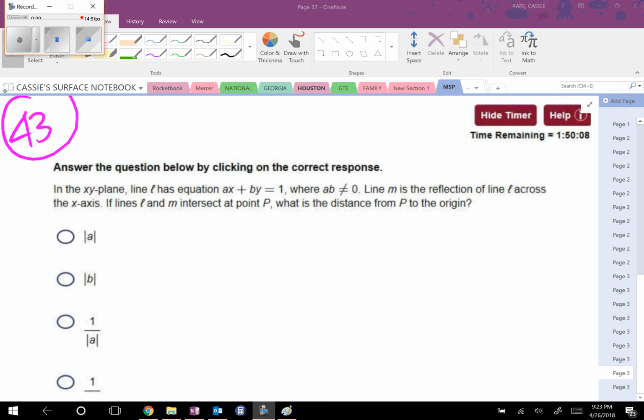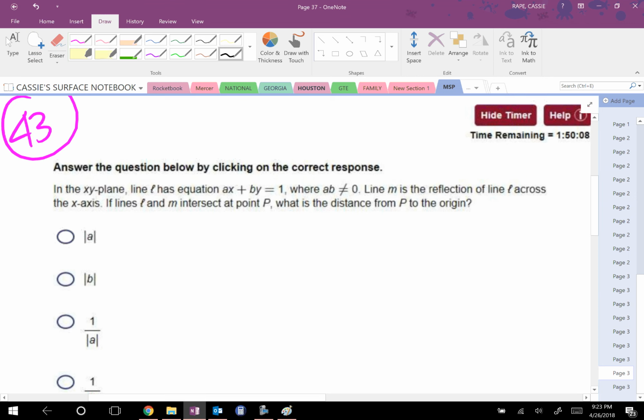Okay, so I'm going to start out by telling you that number 43 is not a question that you would really know. It's not something that you're expected to know. It's something that you just need to figure out. So it's saying that you've got this line where ax plus by equals 1, and where a times b is not 0, meaning neither a nor b can be 0, which would, of course, make it horizontal or vertical.